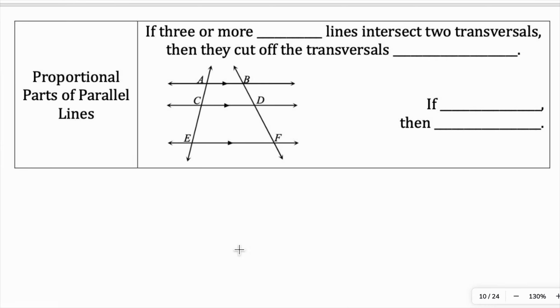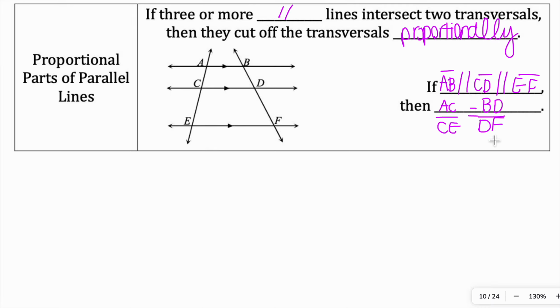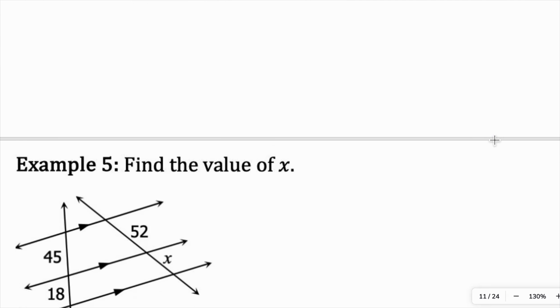Next part, proportional parts of parallel lines. If 3 or more parallel lines intersect 2 transversals, then they cut off the transversals proportionally. So now we're going to see how we can write a proportion based off of transversals. If AB is parallel to CD and is parallel to EF, then we can set up a proportion. AC over CE is proportional to BD over DF. Okay? We're going to try a few more examples here, and that's going to end day 1 of our notes. So let's see how we got this.